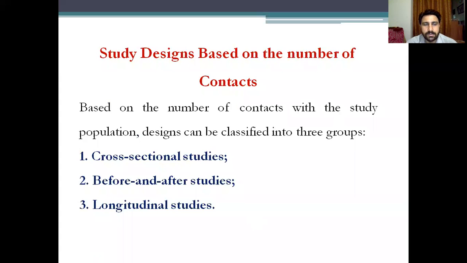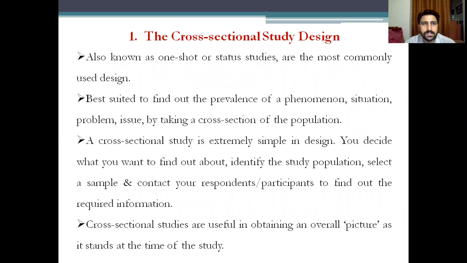Number one is a cross-sectional study. Number two, before and after studies. And number three is the longitudinal studies. The first one, the very popular and most commonly used study design based upon the contacts with the study population or the participant, is called the cross-sectional study design. This study design is also known as a one-shot study design, or status study design as well.